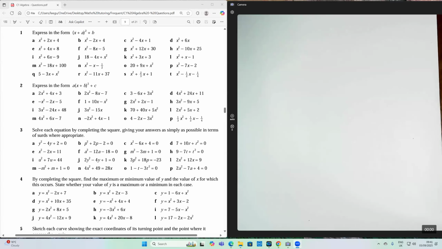Hello everyone, and in this video we're going to be talking about completing the square. You don't really need to worry about where the name completing the square comes from because it's beyond what we need to actually understand for GCSE and A-level. However, it is a really useful technique because it helps us to find the coordinates of the turning point of a quadratic.